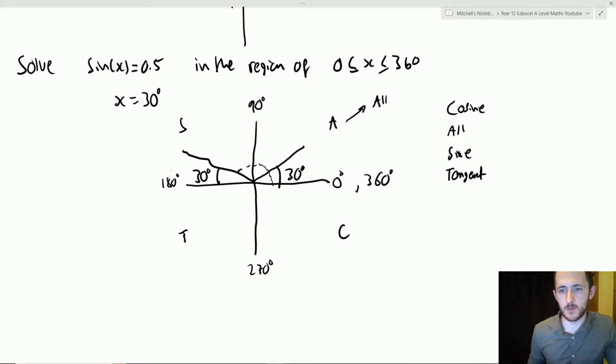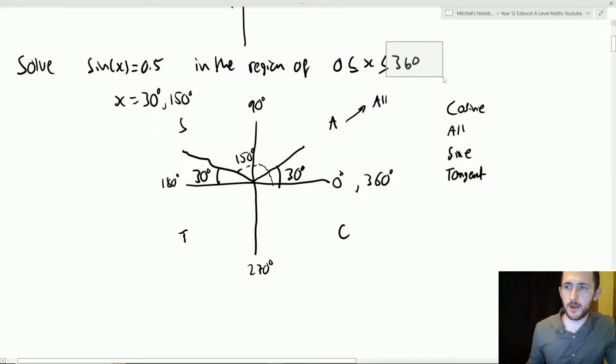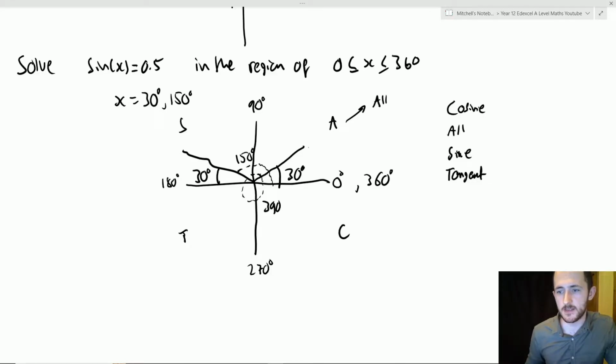Well, it doesn't get to 180 degrees. It's 30 degrees less than that. So it would be 150 degrees. So our two answers are 30 and 150 degrees. Okay. Now, because we're only going up to 360, I'm not going to go back around to the next one, because if I were to go all the way around, that would be 360 plus 30 degrees, 390 degrees, which is outside of our range, so I don't include it.